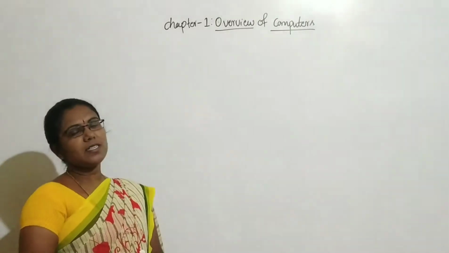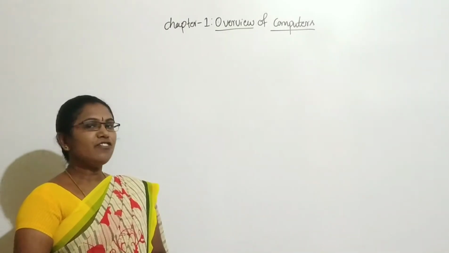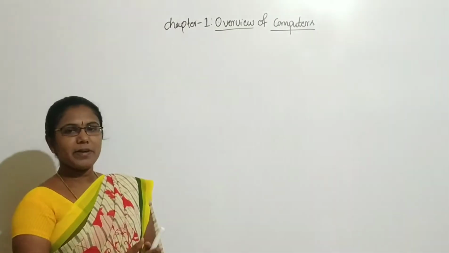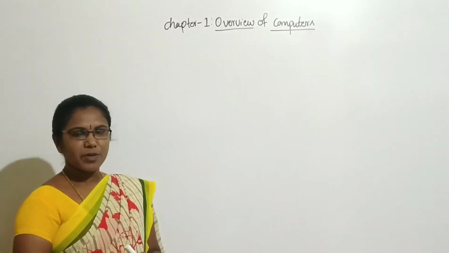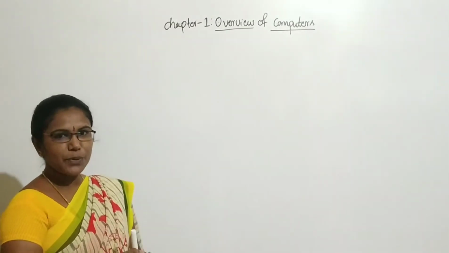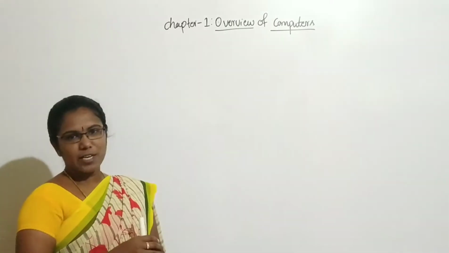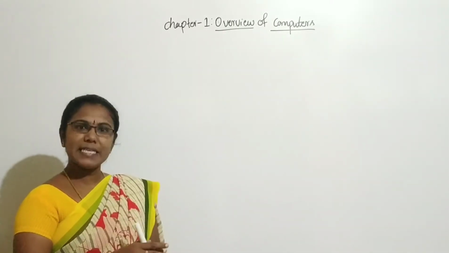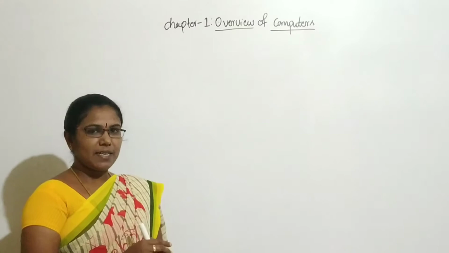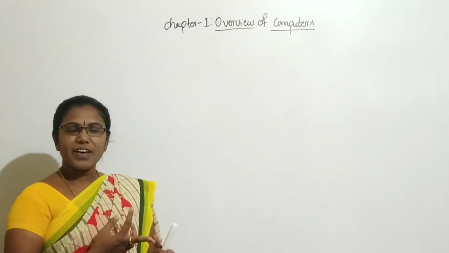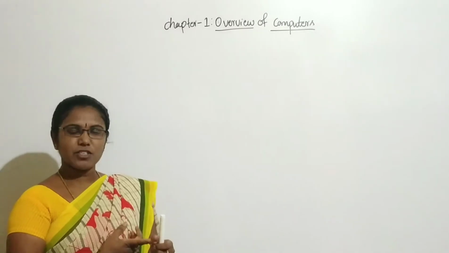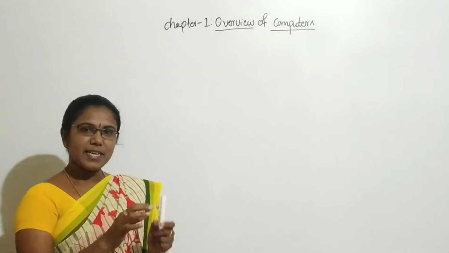Students, in the last session we discussed the definition of a computer and the basic important components of the computer. Understood? So what are the basic components of the computer? We have discussed four basic components. Those four basic components are data, information, hardware and software.